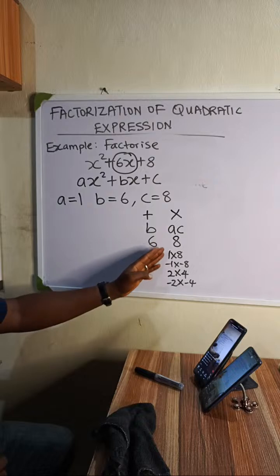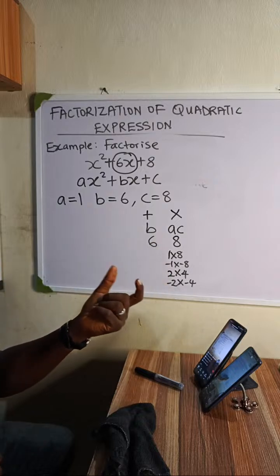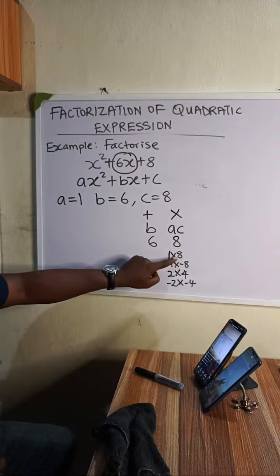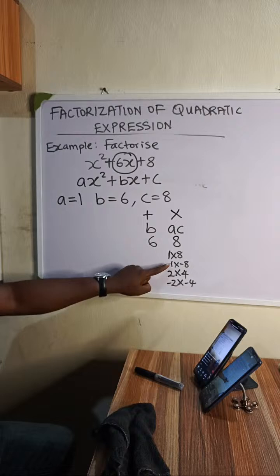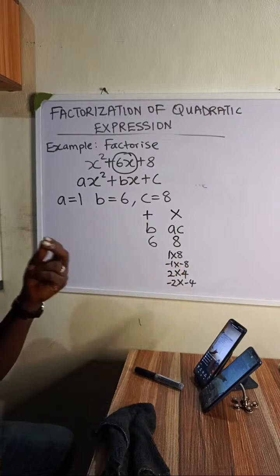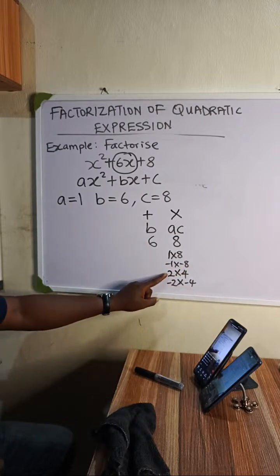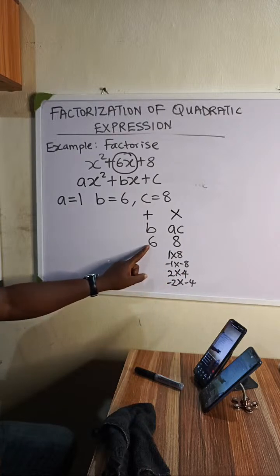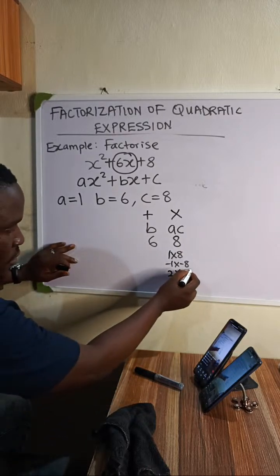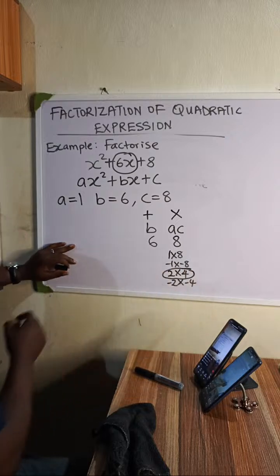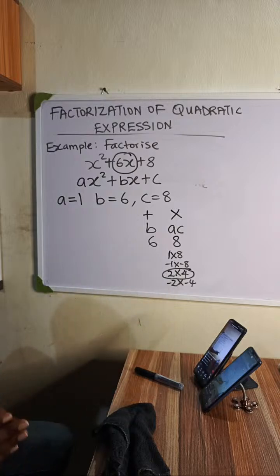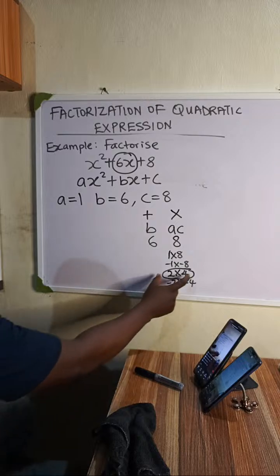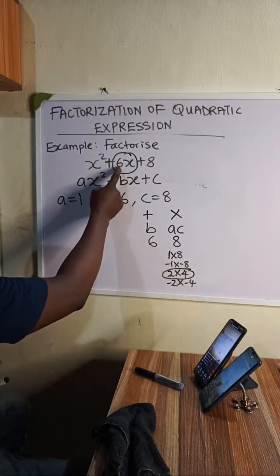But among these, which ones will add themselves to give you 6? 1 plus 8 will give you 9, not 6. Minus 1 minus 8 will give you minus 9, not 6. 2 plus 4 will give you 6. This means that these are the 2 numbers that we need to work with, 2 and 4. So what are we going to do with 2 and 4? We are going to use these 2 numbers to replace 6x.